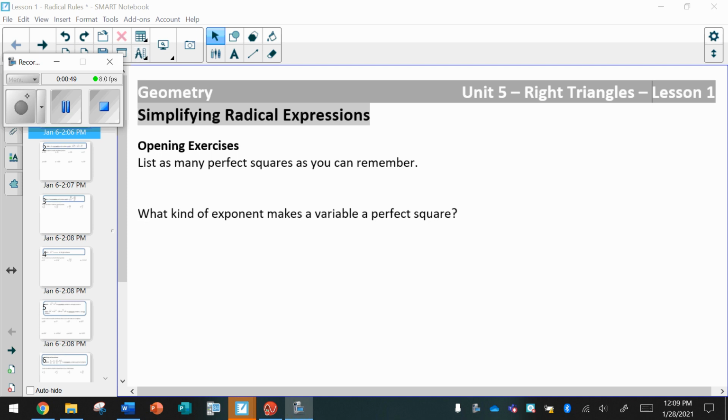All right, so what I'm going to do is ask you to pause the video, and I want you to write down as many perfect squares as you can remember, just numbers that are perfect squares. Okay, so pause the video, write out as many as you can, and then come back.